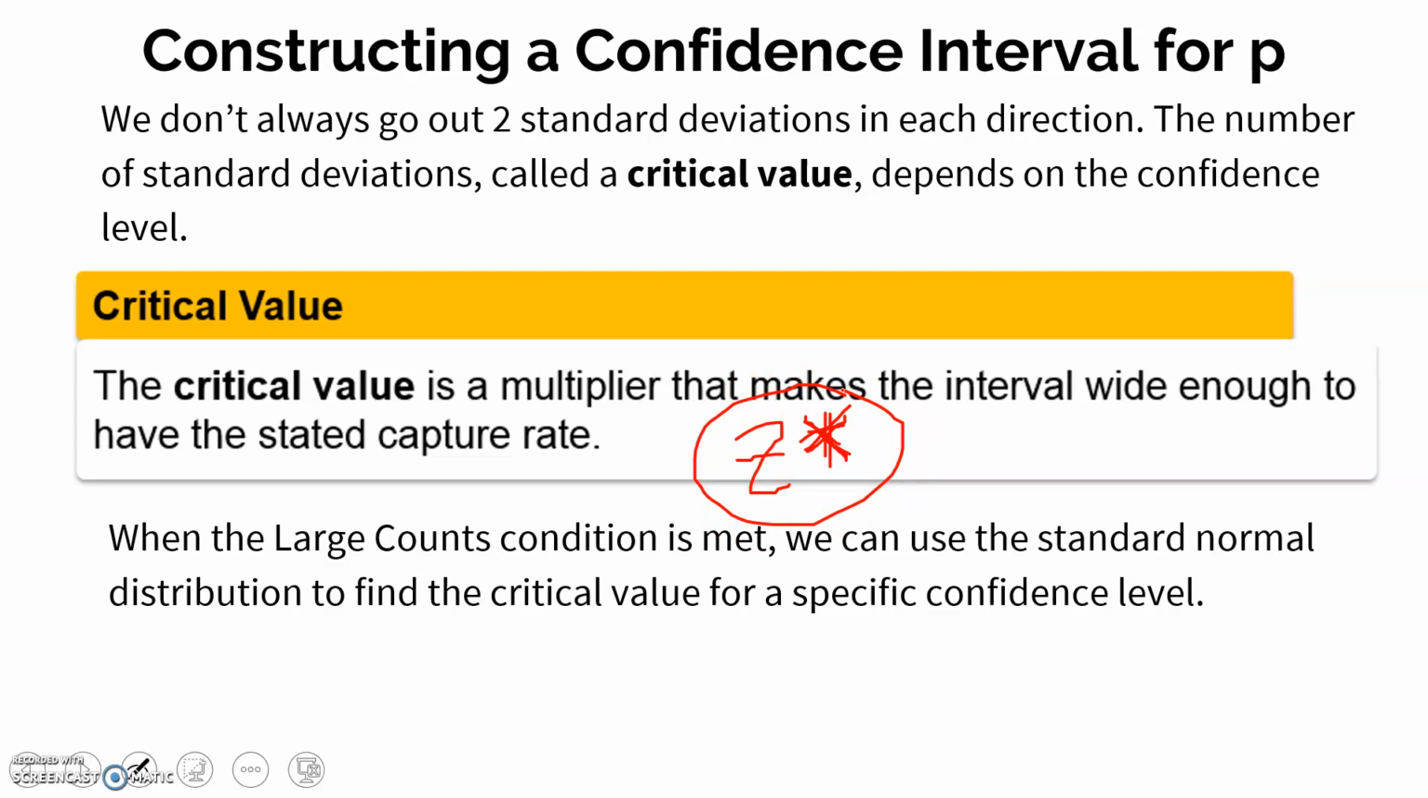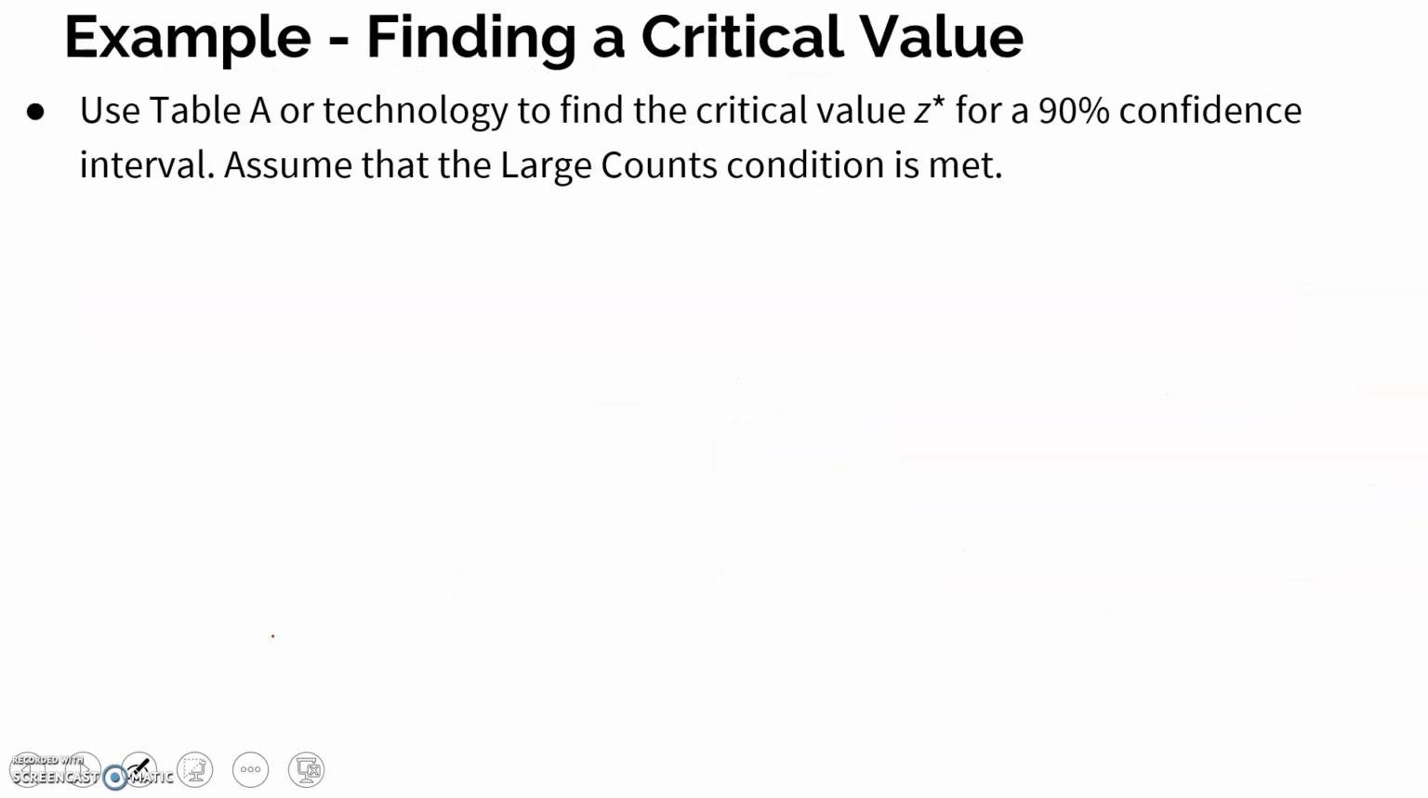As long as the large counts condition is met, we can use a normal distribution. And the reason why there's a Z there is because it ties into the idea of Z-scores. All right, so here it says use table A or technology to find the critical Z star value for a 90% confidence interval. Here we're going to assume the large counts condition is met.